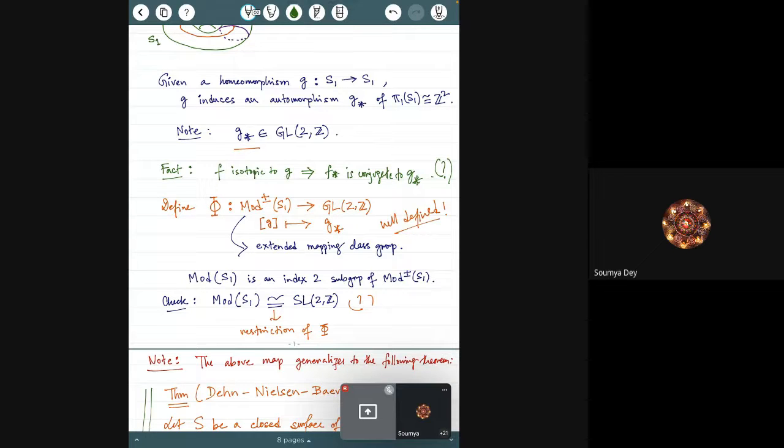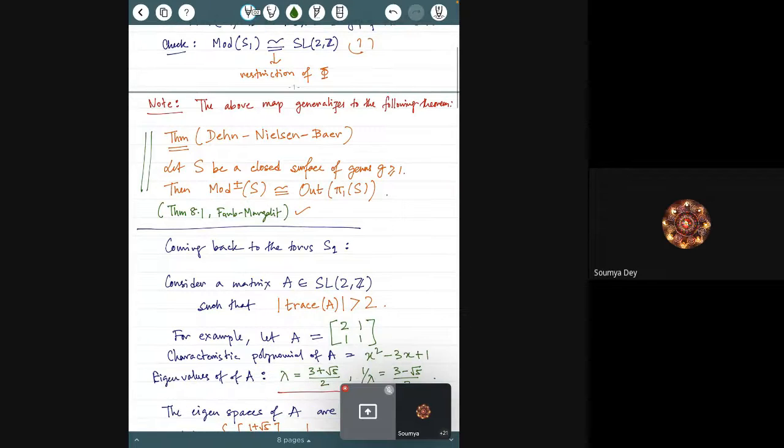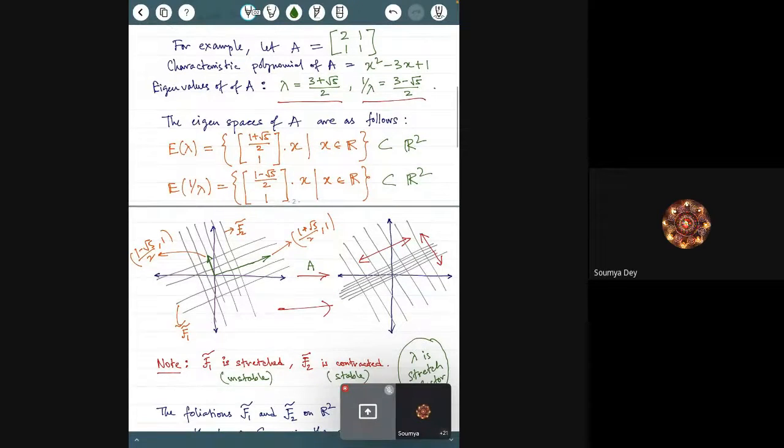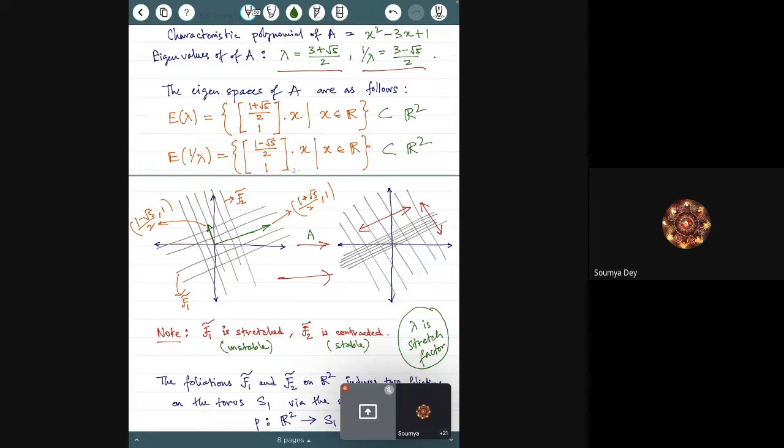Any other questions related to this example? Is it clear? If you understand this, it will be easier for you to appreciate the definition of pseudo-Anosov. If there is no other question, let me comment on one more thing.